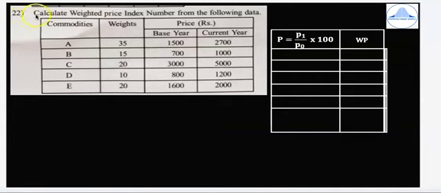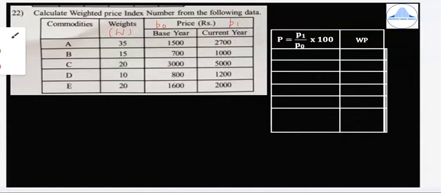The 22nd question: calculate weighted price index number from the following data. Here they haven't specified whether it is weighted arithmetic mean index number or the weighted geometric mean index number. So I'll be finding out the weighted arithmetic mean index number. The commodities, the weights and the prices in the base year and the current year for all the commodities are given. So the first step is you can mark the weights as W. It's important that when you see the word weights, you mark it as W. Then the price in the base year, you know that it is P0, and the price in the current year, you can mark it as P1.